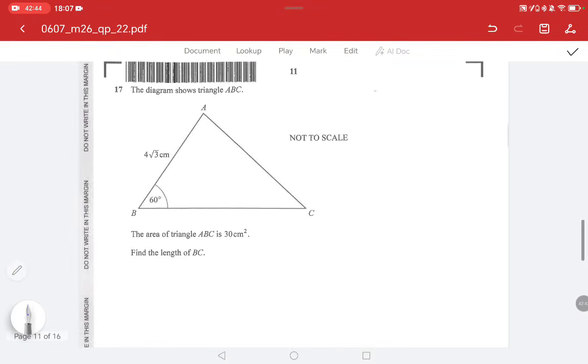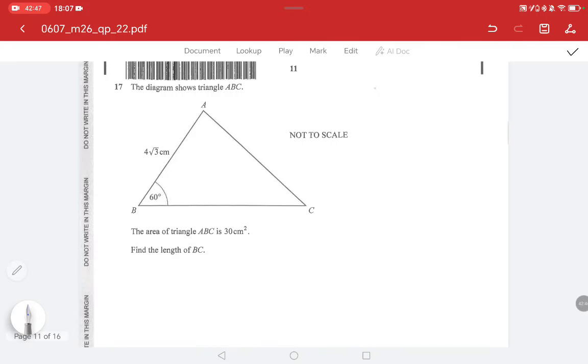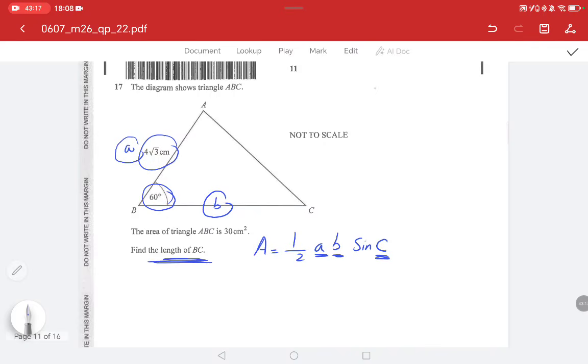Next one, you have a triangle. This triangle is a non-right angle triangle. We have a formula for that in the formula sheet: the area equals 1/2 AB sine C. And this C is the angle between the two sides A and B. So if this one is A, it means this side is B, and this one is the angle between them. Since here they said find the length of BC, we are working on this side and this side. Let's apply the formula.